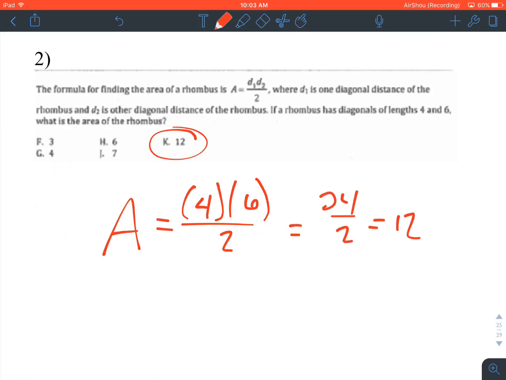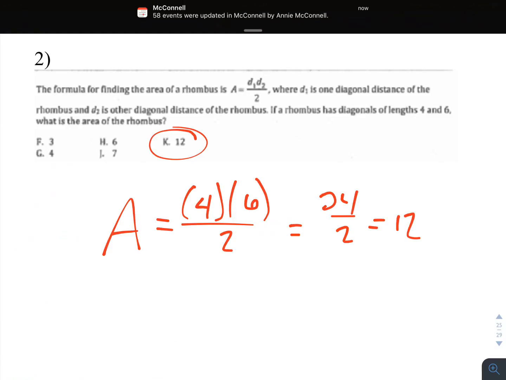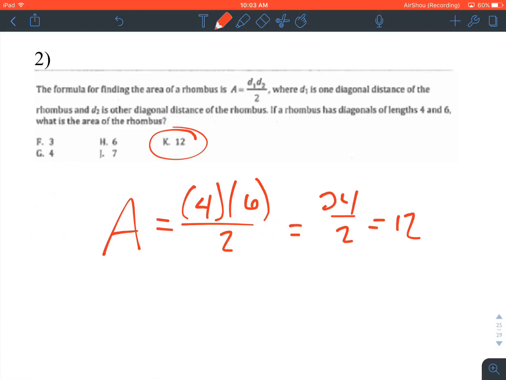Done. That's more about interpreting what you're reading than it is about doing math. Quite frankly, what I said doesn't make sense. That's what math is, interpreting what you're reading.